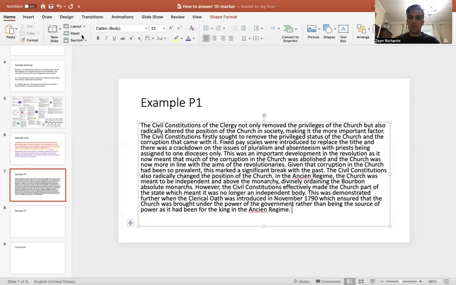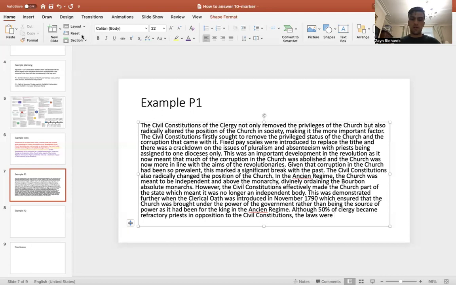So I could say I'd consider a counter argument, then I'm moving to my analysis. Say, however, although 50% of clergy became refractory priests in opposition to the civil constitutions, the laws eventually France.